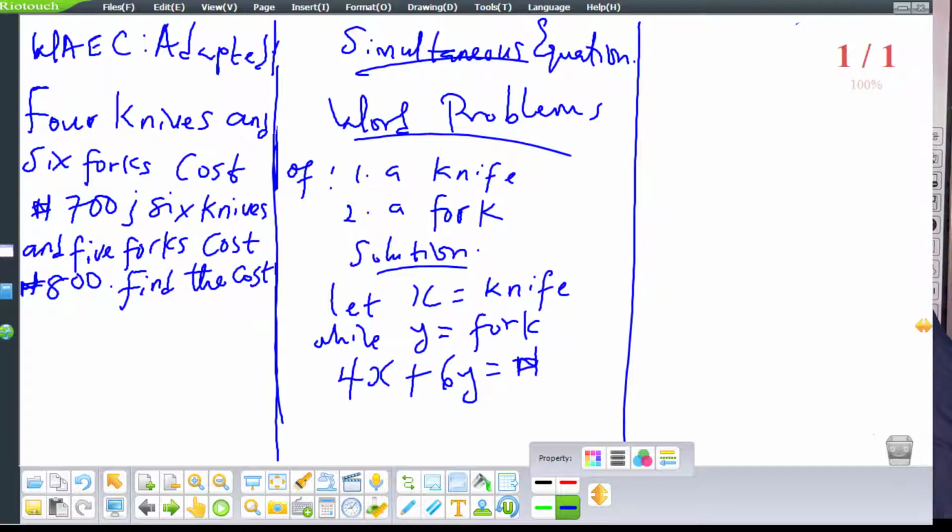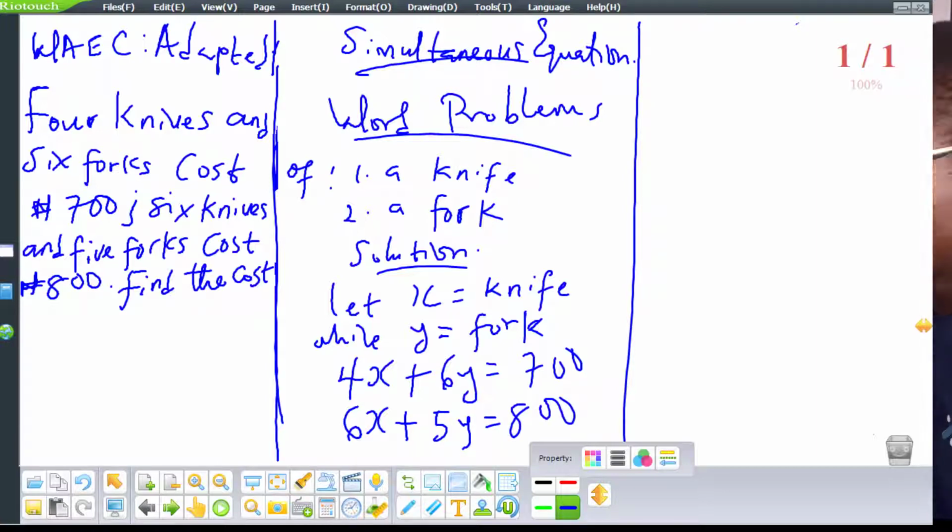is equal to 700 naira. There's no need of putting naira; don't forget we are constructing an equation. It's equal to 700. So let's move further and construct another equation. 6 knives, 6x, and 5 forks, plus 5y, is equal to 800. So on this basis, we say equation 1, equation 2.